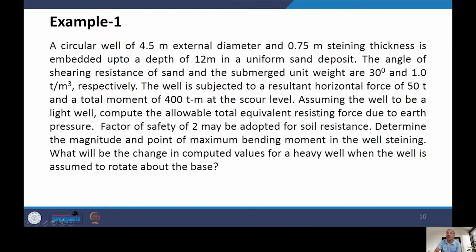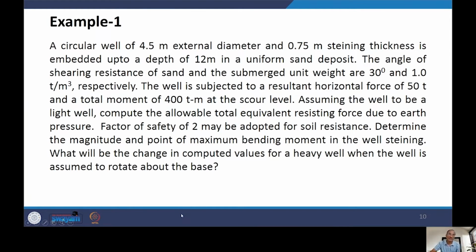Both are given here. Assuming the valve to be a light valve, compute the allowable total equivalent resisting force due to earth pressure. Then a factor of safety of 2 may be adopted for soil resistance. Determine the magnitude and point of maximum bending moment in the valve stem. What will be the change in computed values for a heavy valve when the valve is assumed to rotate about the base? For the heavy valve, the point of rotation can be assumed at the valve base.